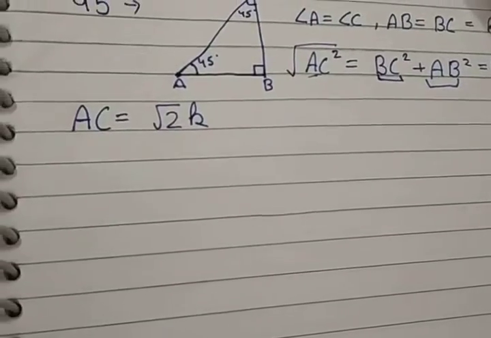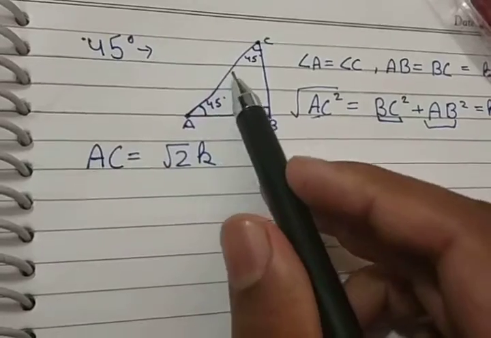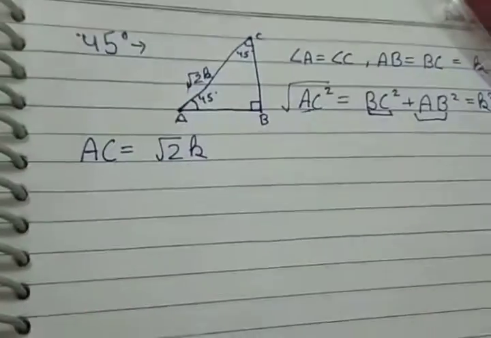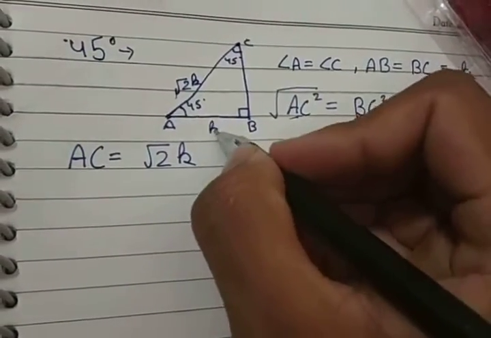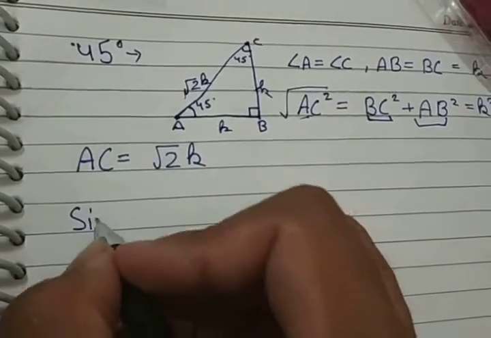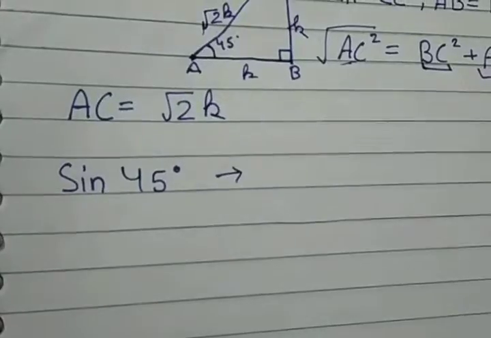Now let us try to find out the ratios of this. Now we know all of the sides. This side is equal to root 2 K. Then these two sides are equal, which are both equal to K. Let us take them to be this. And then let's find out sine 45 degree for this. So what is sine 45 degree?